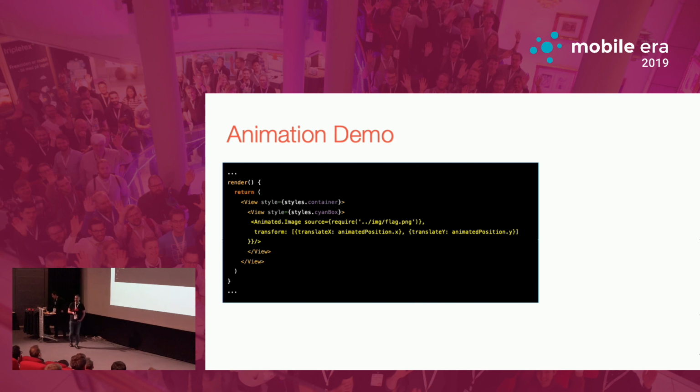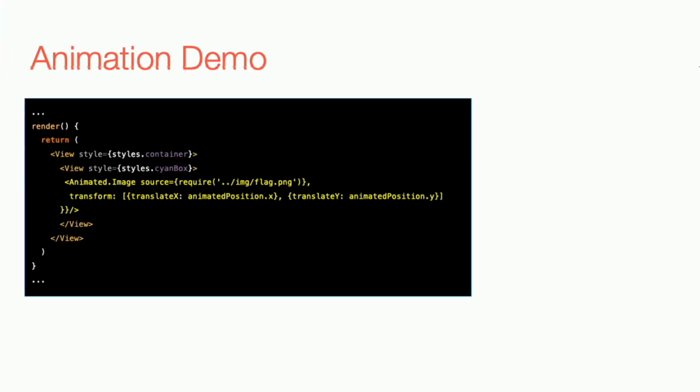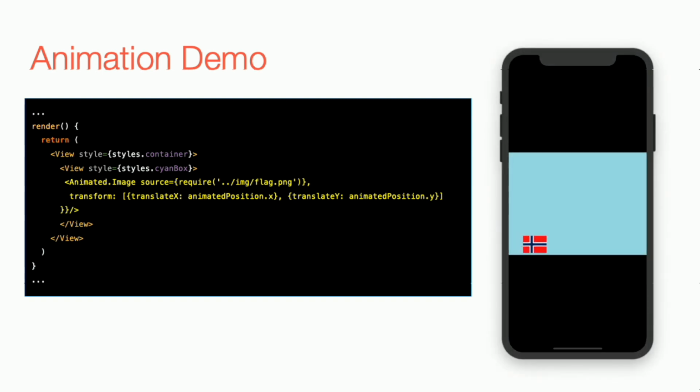So let's try to animate the view in our previous example. Here you can see that we've added the line at the center, Animated.Image, and we put there translateX and translateY properties. I'm not showing all the code here because we need to prepare those animated position values. There are animated values in React Native, and for clarity, we are not going into that. But it's quite easy to do. And now, if we run our code, it will animate the flag.